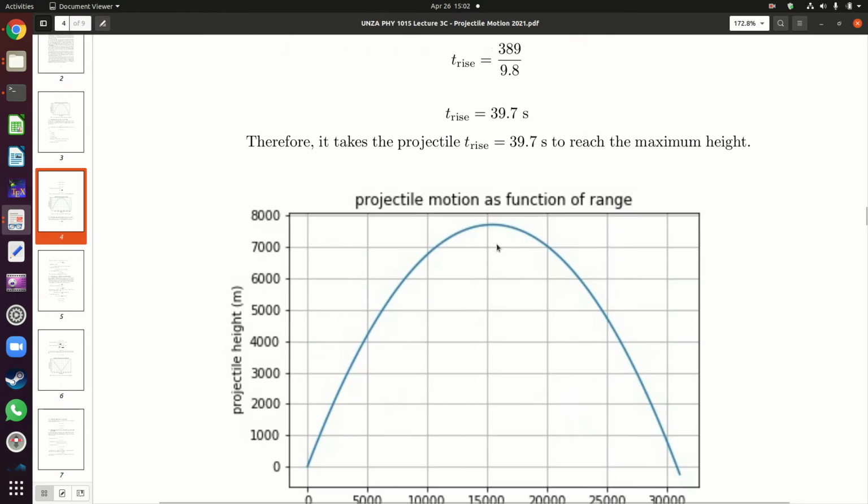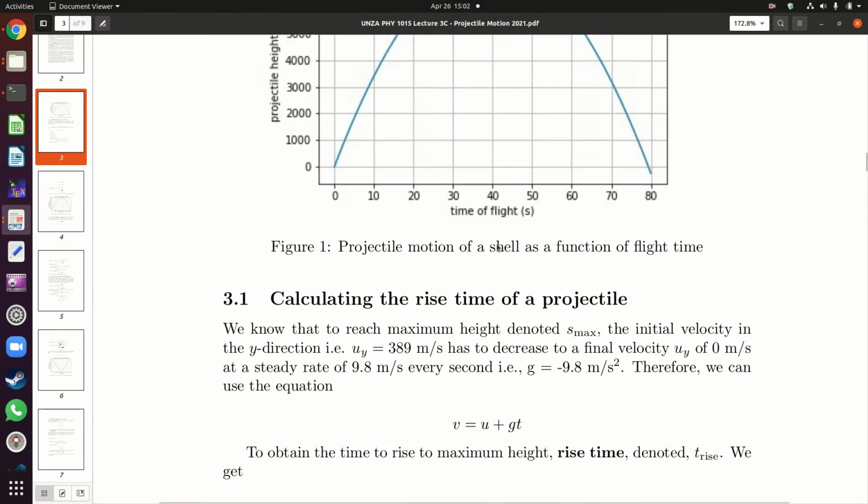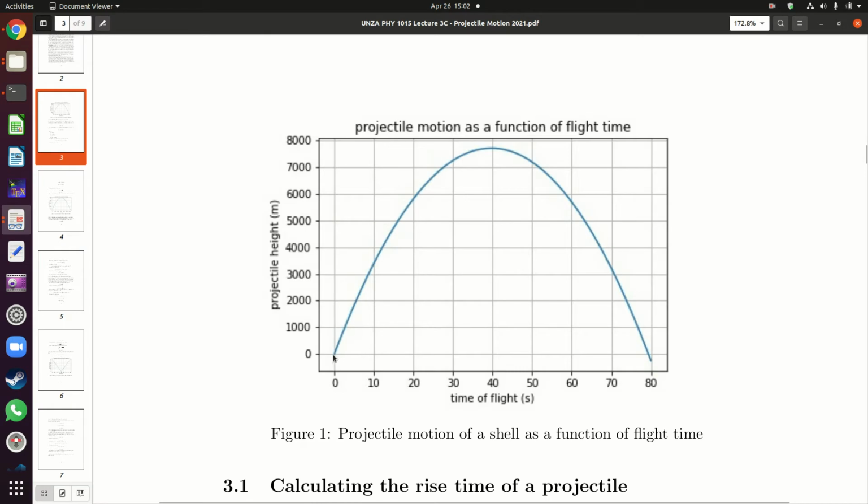There's a graph trying to show that here. This is the flight time. So on this graph, you start off from here. Your projectile is fired at 45 degrees, it goes that way, then comes back down to there. That's how much time it is in the air. You can see it's very close to 80 because that's 79.4.